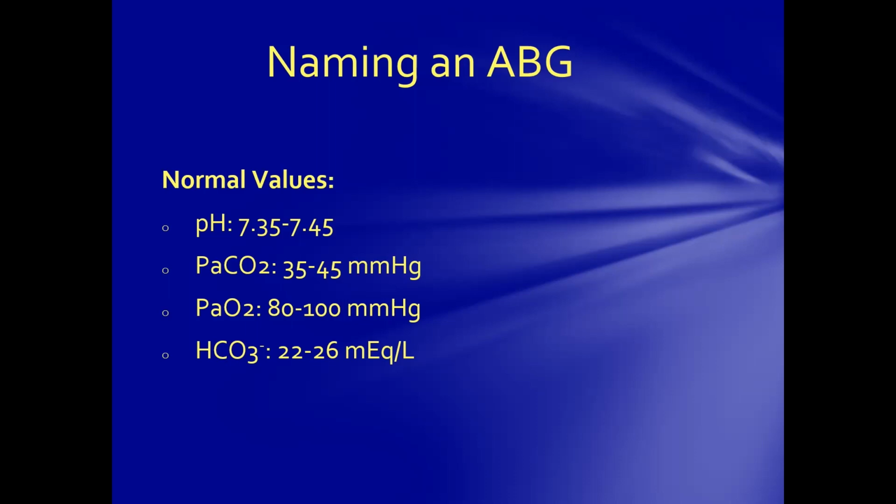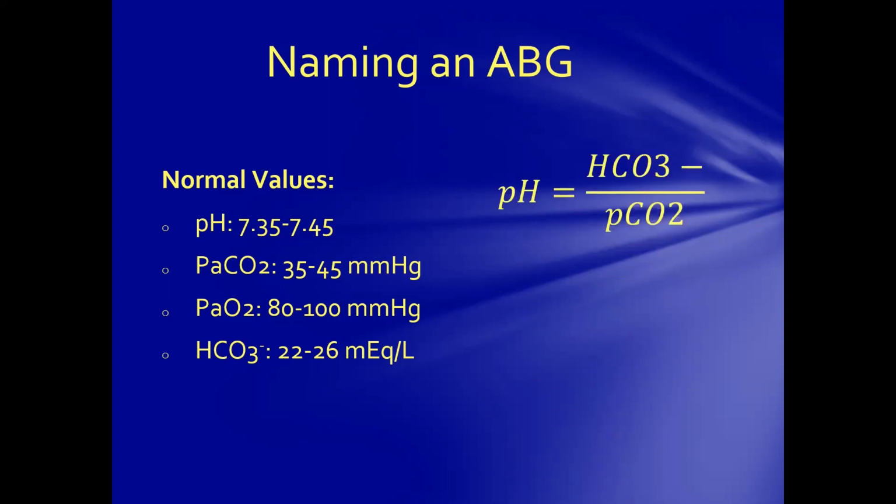So we've determined that there are four major components to an arterial blood gas. You have your pH, your CO2, your oxygen, and your bicarb. Your normal value for your pH is 7.35 to 7.45. Your CO2 is normally 35 to 45. Your oxygen is normally 80 to 100, and your bicarb is normally 22 to 26.